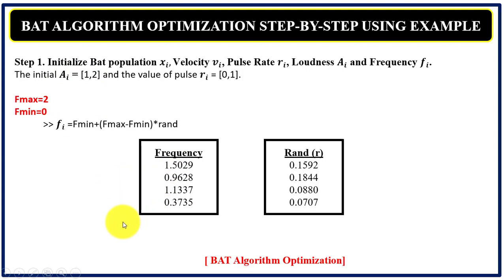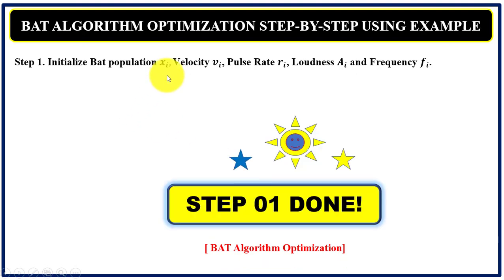Done. For frequency, we will take maximum 2, minimum 0, and you can see this is the equation we are using here for the initialization of the frequency. And this is the frequency for the first bat, second bat, third bat, and the fourth bat. And we will use random numbers. As you can see in the bat algorithm, we did the comparison. So for this condition, we will use random numbers like this. So step 1 is done. We initialized position, velocity, pulse rate, loudness, and the frequency for each bat.